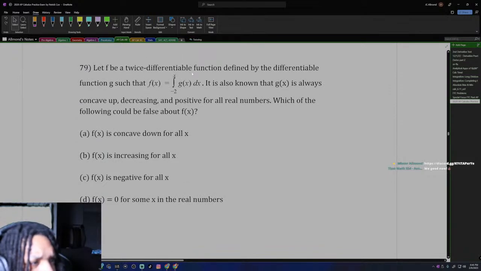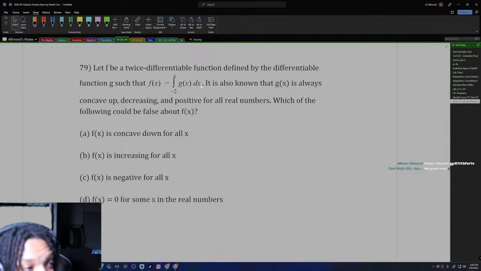Number 79. This one I'm thinking is FTC because I'm seeing differentiability and integration in the same problem. What time is it? 9:46. I'm about to go to bed soon. Let f be a twice differentiable function defined by the differentiable function g, such that f of x is the integral of g of x. It is known that g of x is always concave up, decreasing, and positive for all real numbers. Which of the following could be false about f?